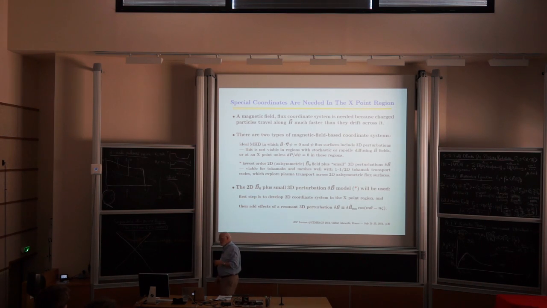Now, there are two types of coordinate systems that people use. If you're in the stellarator community and you're used to ideal MHD, what you say is, I'll put all the magnetic perturbations in the field, and I'll have flux surfaces, which if I have bumps and wiggles, the flux surfaces will follow those.